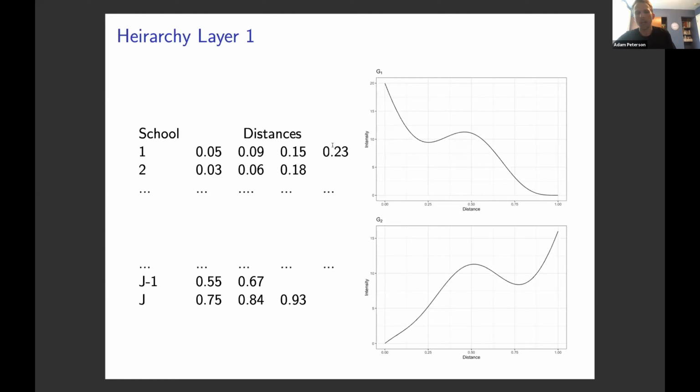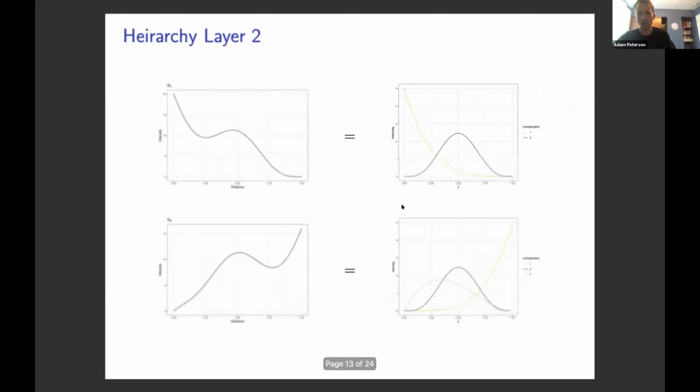And unbeknownst to us, some of these schools, let's say these first however many, belong to this intensity function, and a second grouping of schools belong to this second intensity function. So we're going to use one layer of the nested Dirichlet process hierarchy to estimate these functions, and then we're going to use the second layer to do the same thing that the Dirichlet process did in estimating those subdensities. And that's where we see that these subdensities we estimated here, G sub 1, are actually themselves composed of even simpler, smaller densities.